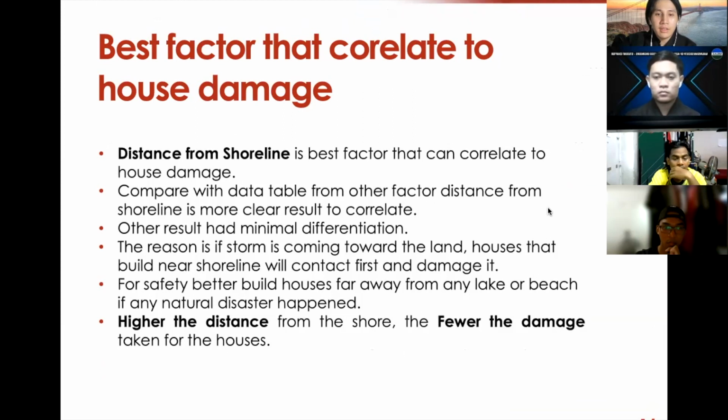The reason is that if the storm is coming toward the land, houses built near the shoreline will be contacted first and damaged. For safety, it is better to build houses far away from any lake or beach, for any natural disaster that may happen. The higher the distance from the shoreline, the less damage taken by the houses.